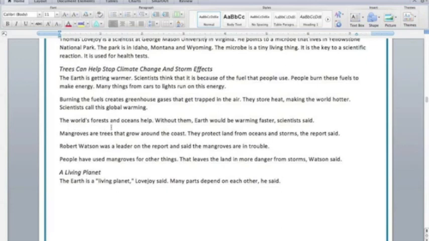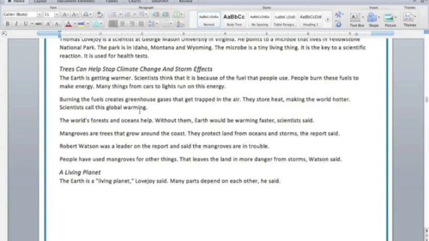The world's forests and oceans help. Without them, Earth would be warming faster, scientists said. Mangroves are trees that grow around the coast. They protect land from oceans and storms, the report said. Robert Watson was a leader on the report and said the mangroves are in trouble. People have used mangroves for other things. That leaves the land in more danger from storms, Watson said.